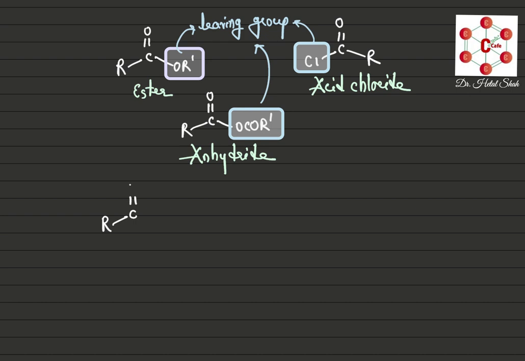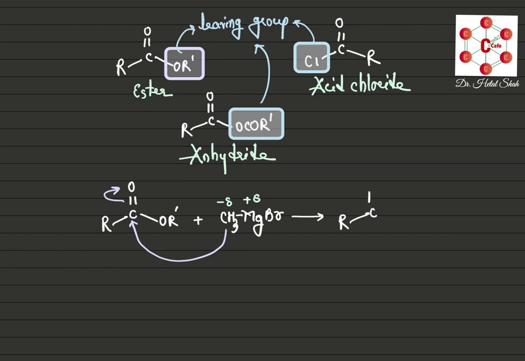I'm taking the example of an ester, and I'm putting a Grignard here, CH3MgBr. This is minus delta, this is plus delta. The first reaction, and you have R, C, O minus, MgBr plus OR dash and CH3.